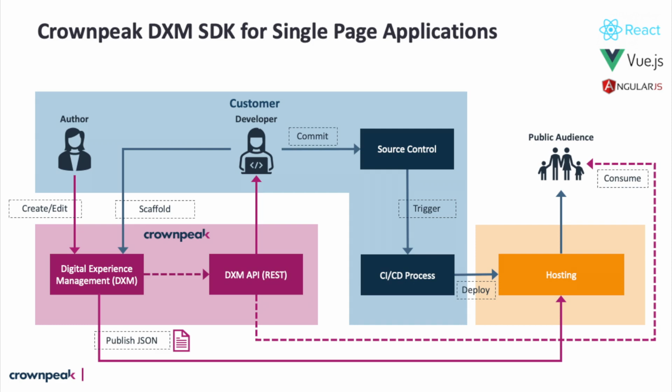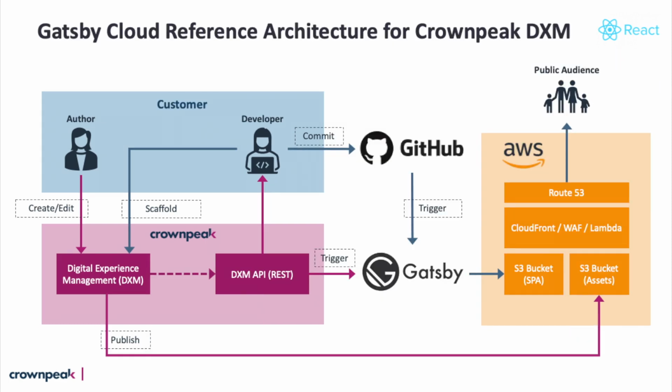The customer, the development team are building out the configurations, templates, models, components inside their local IDE. And again, we'll show that in the demonstration shortly. And that is being scaffolded against the CMS, cutting down massively on the amount of implementation time typically required under the Crownpeak platform. The Gatsby Cloud architecture extends on that.